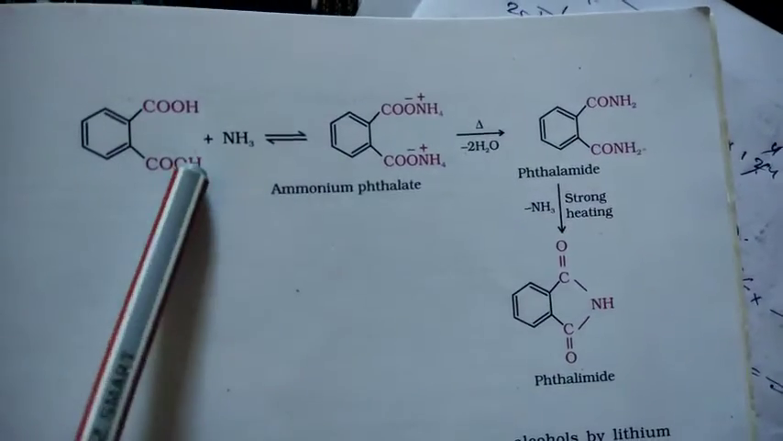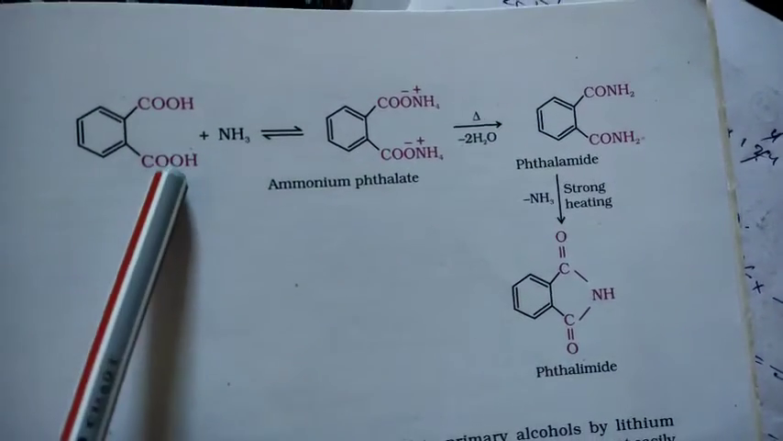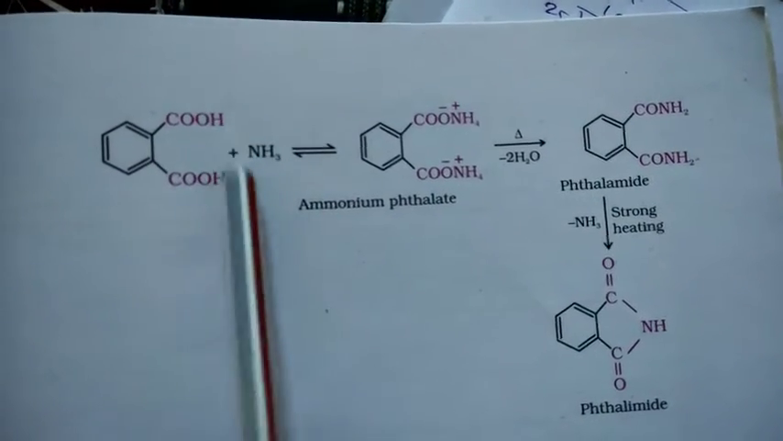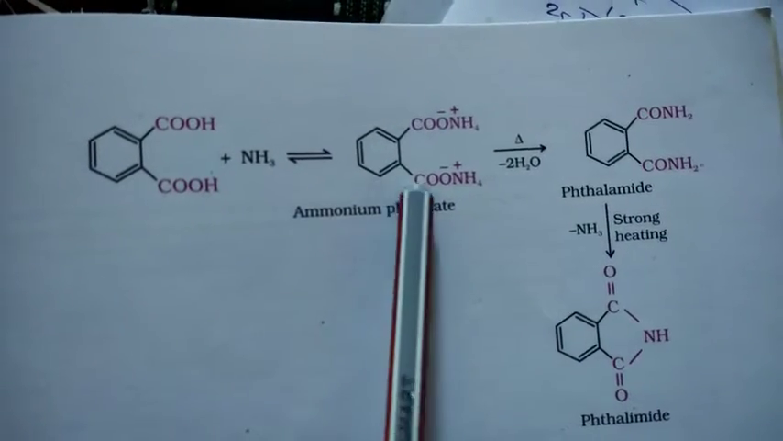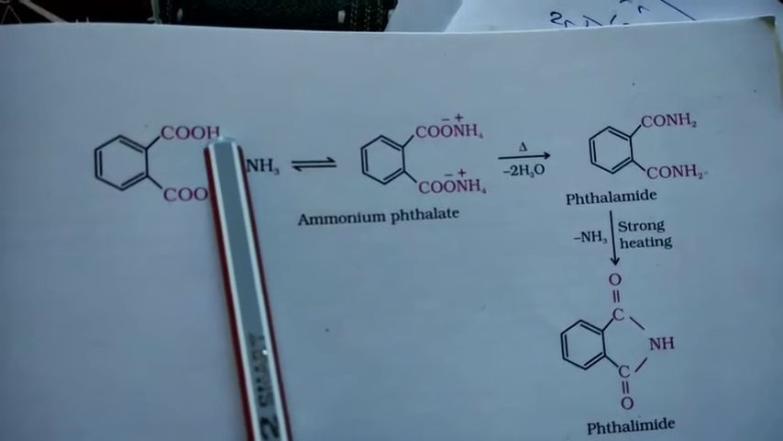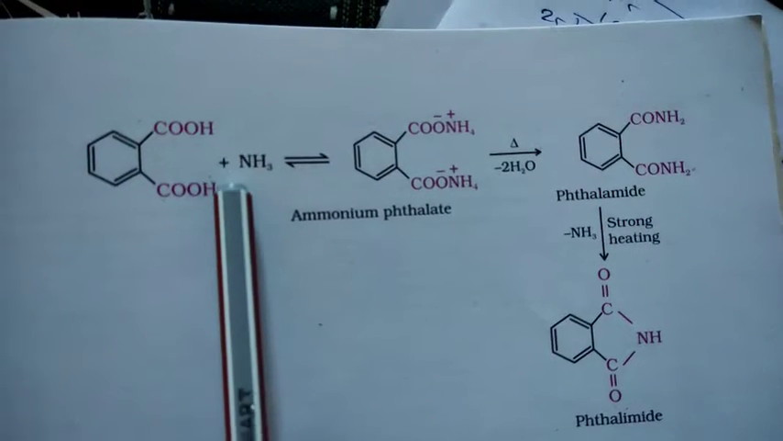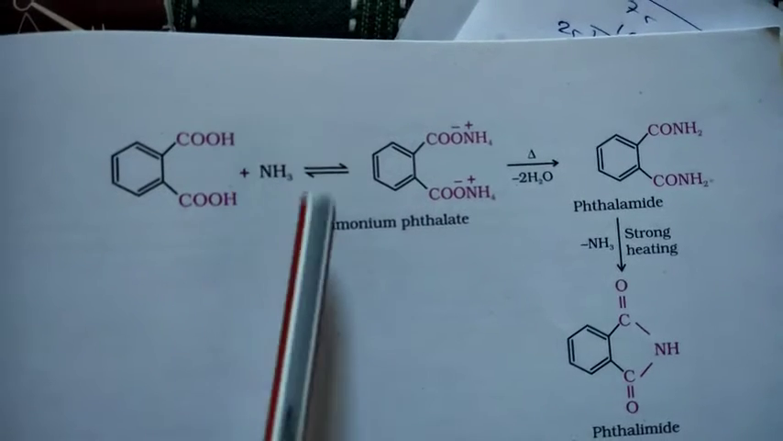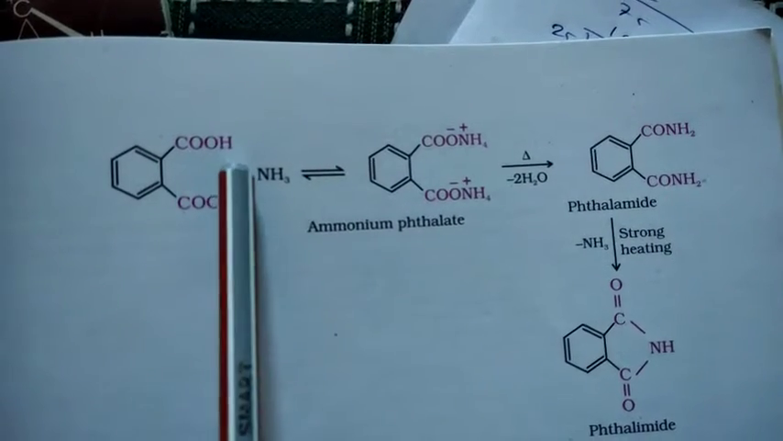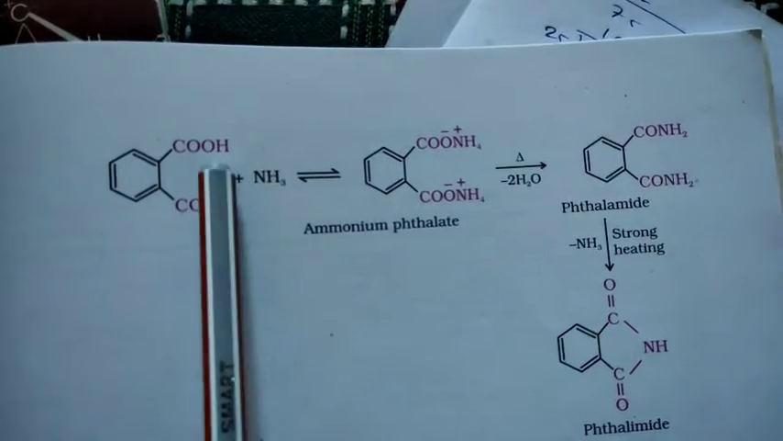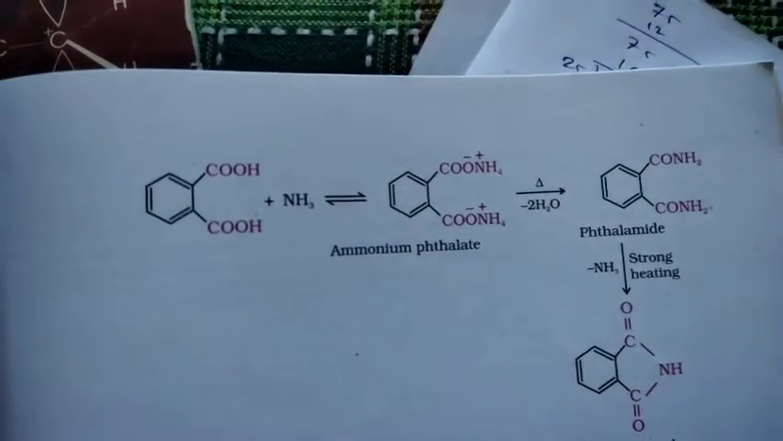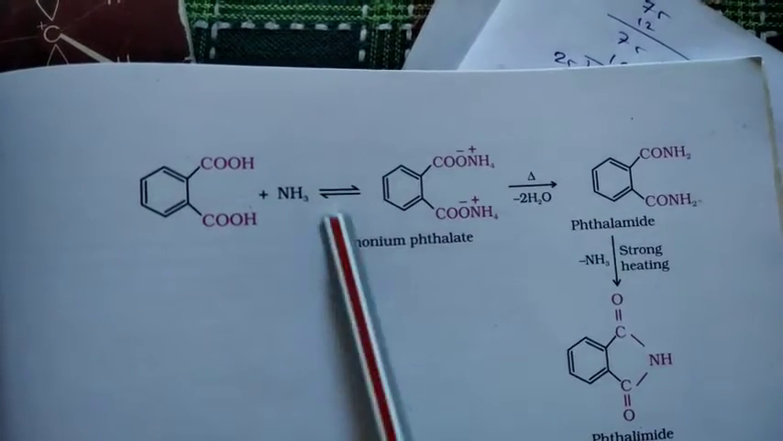Now what happens if two functional groups are attached? The reaction is similar up to here only. In both the COOH groups, you will first get ammonium phthalate, where NH4 will be placed in place of the hydrogen, like when we used sodium metal, we replaced the hydrogen with the electropositive metal. Now since we are using NH3, the basic radical is NH4, right?